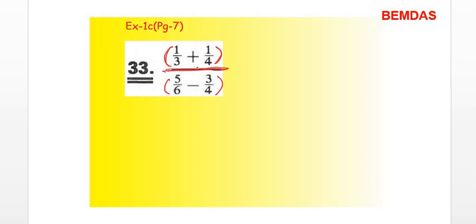Because for 3 and 4, the LCM will be 12. That means we have to multiply here by 4, and here we also have to multiply by 3. So this one will become 4 out of 12 plus 3 out of 12. This will be the numerator.